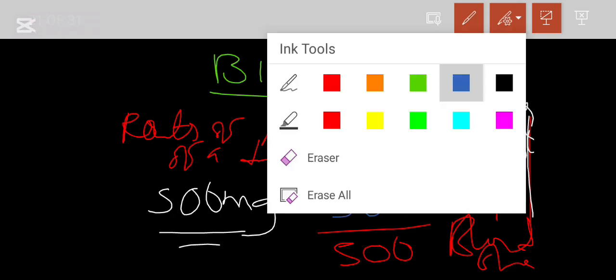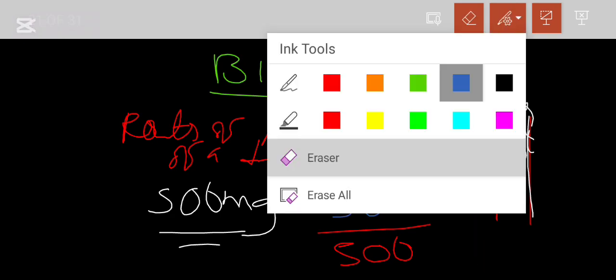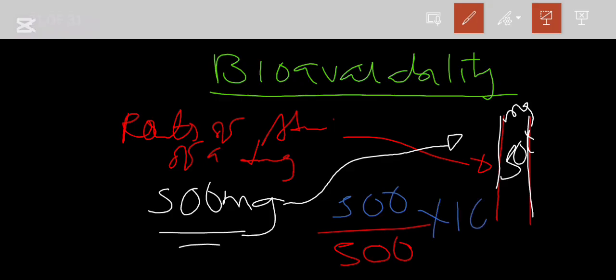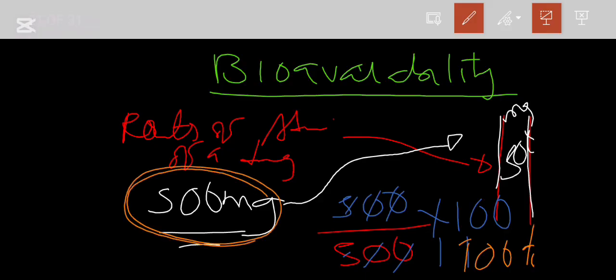Then, because it's a percentage, you are also going to multiply it by 100. So if you cancel this, you are going to remain with 1. So 1 times 100 is going to be 100. So we are going to say this drug that we administered has 100% bioavailability. What does that mean? It means that what you administered is what is in the bloodstream.